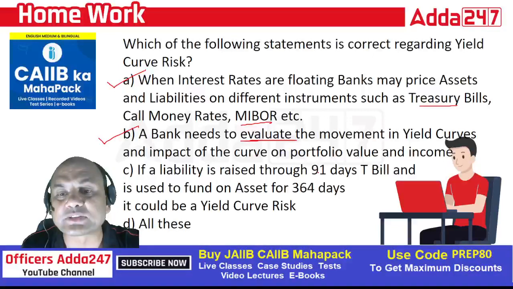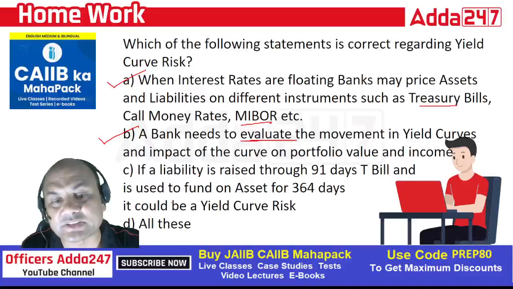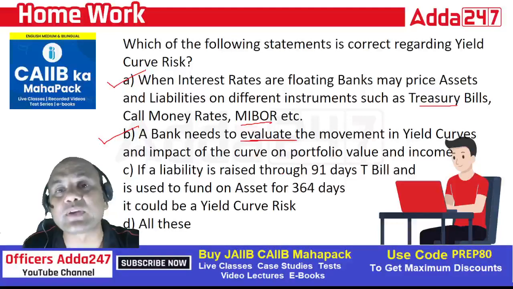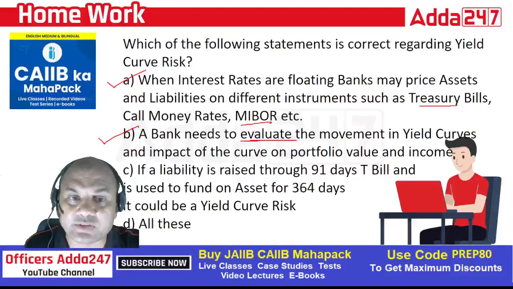If the liability is raised through 91 days T-bills and used to fund an asset of 364 days, it will lead to a yield curve risk. So that is also true. Just now I gave you that in yesterday's homework, right? So that is also true. So the answer is all of these.